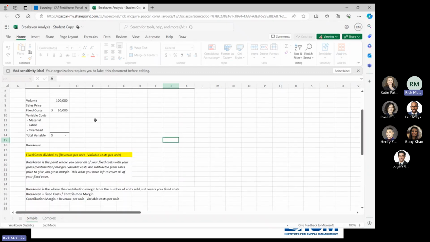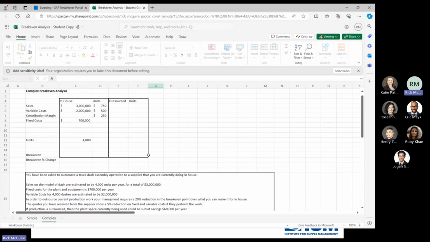So this one is a simple break-even. Break-even is equal to the fixed costs divided by the contribution margin. You want to cover these fixed costs with the contribution margin. Contribution margin being the revenue minus cost of goods sold. Sorry, revenue per unit minus variable cost per unit. That's the contribution margin, and where that covers the fixed cost is your break-even point.